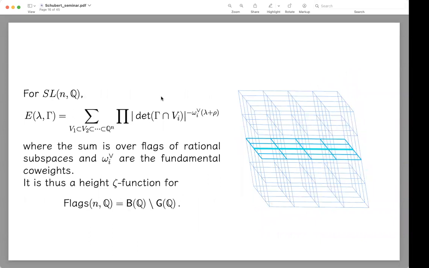So what would that be for SL_N? For SL_N, you can anticipate what the replacement of a primitive vector is. A primitive vector was really: you took a rational subspace and chose the generator of the group of the intersection with the lattice. So for SL_N, you take a flag of rational subspaces. Then you have these induced lattices, and you look at their volumes, rather the determinant of the intersection of your lattice with the corresponding subspace, and this would be a height zeta function for the flag manifold.